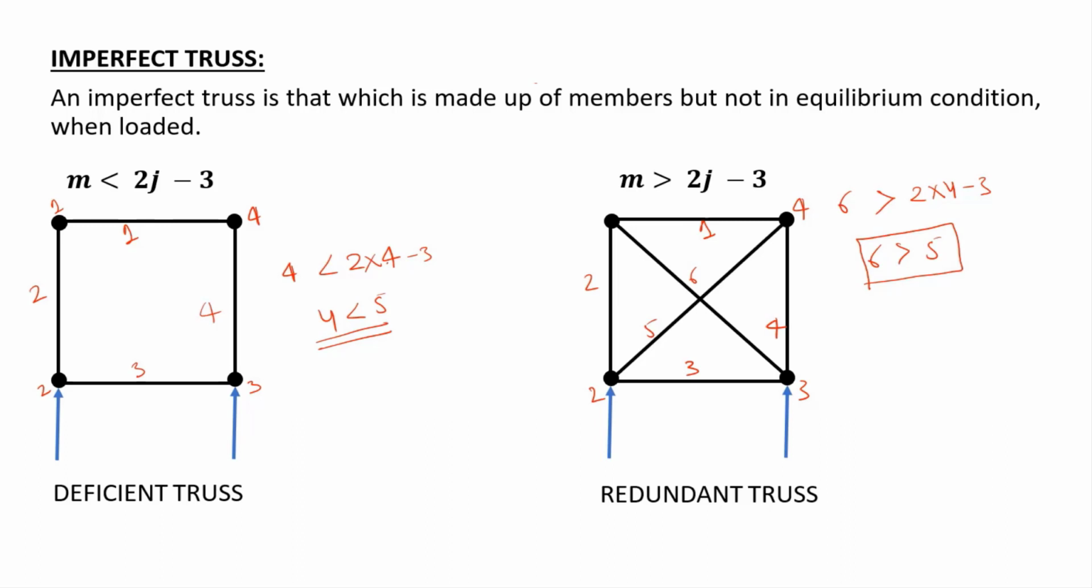The redundant truss will not collapse under the given loading, but it will become statically indeterminate, which means the equations of equilibrium are not sufficient to calculate the forces.